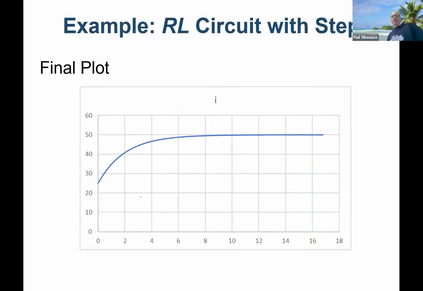Here's our final plot. It starts out at 25 and works its way to 50. In 5 time constants, which is here, it's within 2 to 3% of its final value. So again, you could run this out forever and it never gets to 50 amps, because it never truly becomes a short circuit. But for all intents and purposes, we can say after 5 time constants, that's correct.